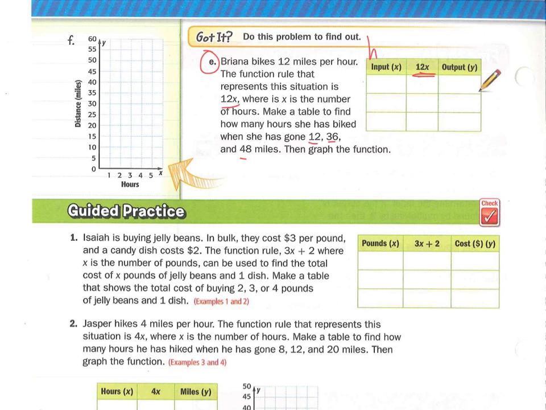The other way you can help yourself is you write hours here because you're timesing 12 times the hours, and miles here so that you know what to put in the boxes. So your answer is 12, 36, and 48. And you want to know 12 times what equals 12, 12 times what equals 36, 12 times what equals 48. Those are your inputs. Then you should create ordered pairs and graph the function.